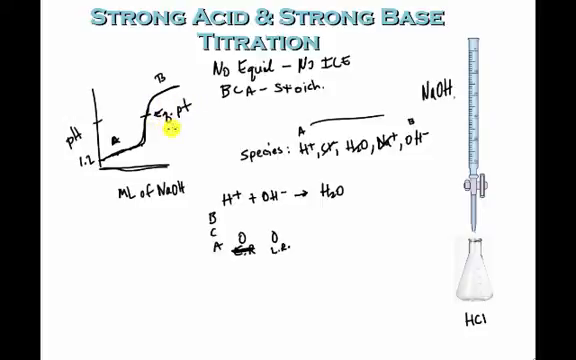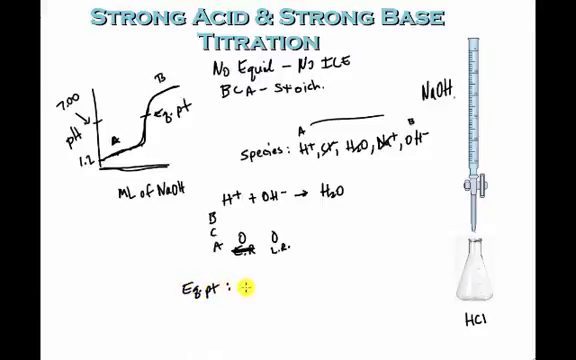I don't like to call this the neutralization point. I prefer to call it the equivalence point because this isn't always going to have a pH of 7. But for these particular problems, the pH will be 7. So when we get to the equivalence point of a strong acid, strong base titration, the pH is going to be equal to 7. Why? Because when we get to the equivalence point, what are we going to have left?